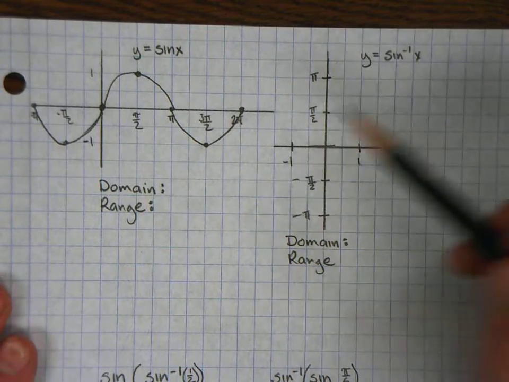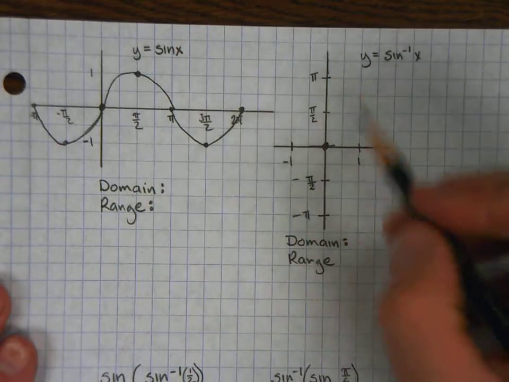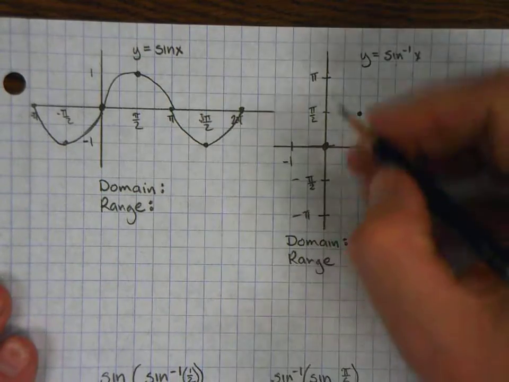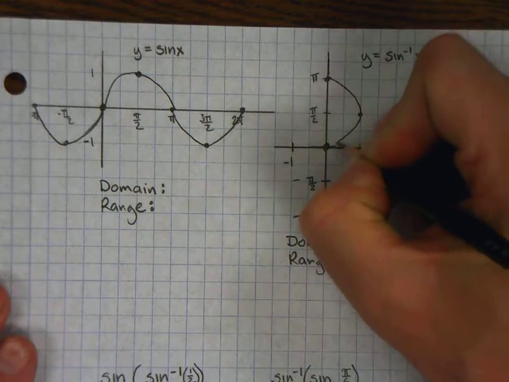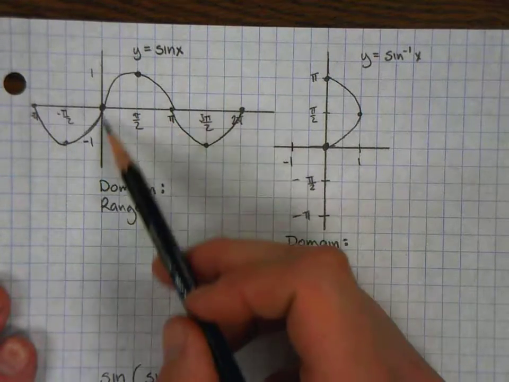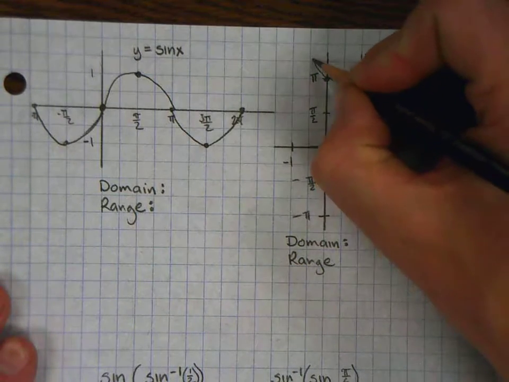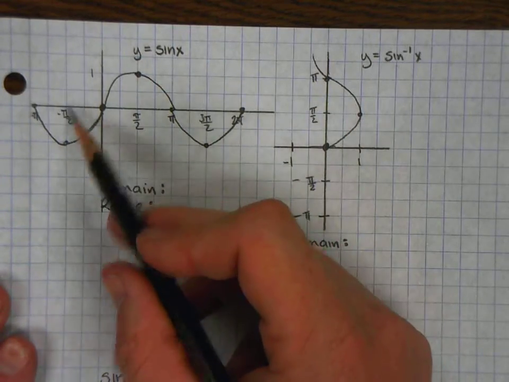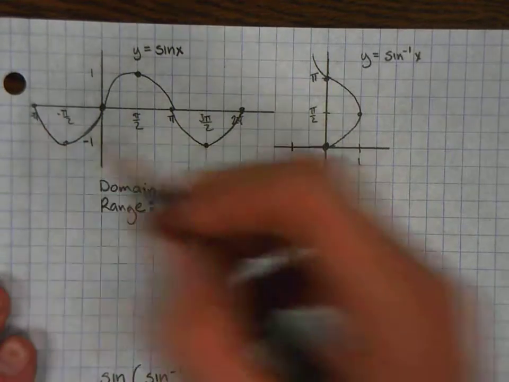So (0, 0) becomes (0, 0) on inverse sine. (Pi halves, 1) becomes (1, pi halves). (Pi, 0) becomes (0, pi). So hopefully you can see this is what this part of the curve of sine is going to create on the graph of inverse sine. And then the graph is going to keep going up here. So let's see, (negative pi halves, negative 1) becomes (negative 1, negative pi halves), and (negative pi, 0) is (0, negative pi).